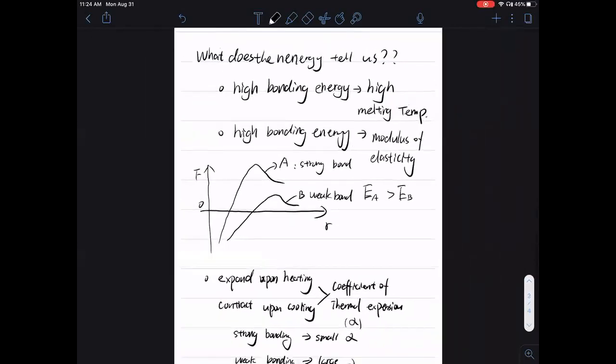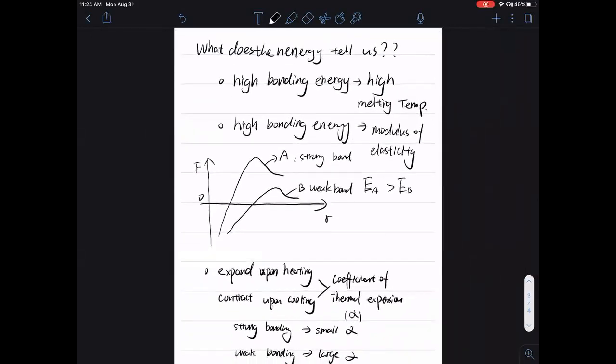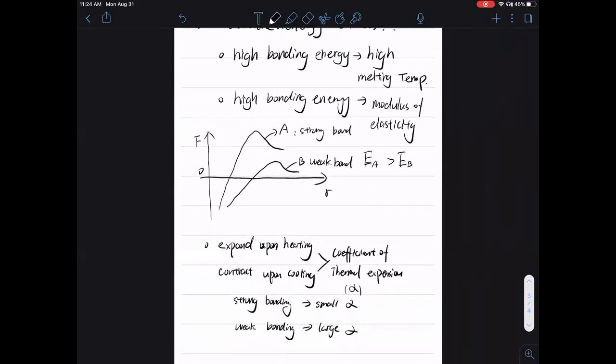Those are three things the bonding energy will tell us: melting temperature, Young's modulus, and thermal expansion. They're all related to mechanical engineering properties.